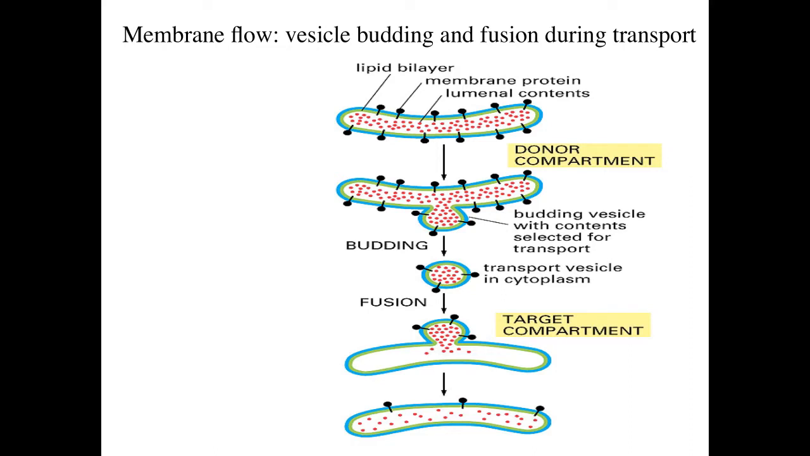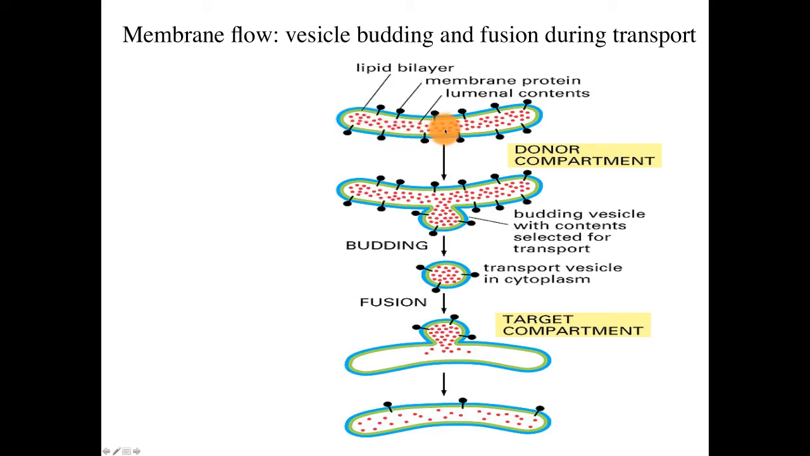Now, I'd like to start with this diagram and look at membrane flow, and I want to talk about vesicle budding and fusion during transport. So this is a hypothetical donor compartment in a cell, and you can see these black lollipop structures would represent membrane proteins, and the little red dots would represent some cargo that's in this particular compartment of a cell.